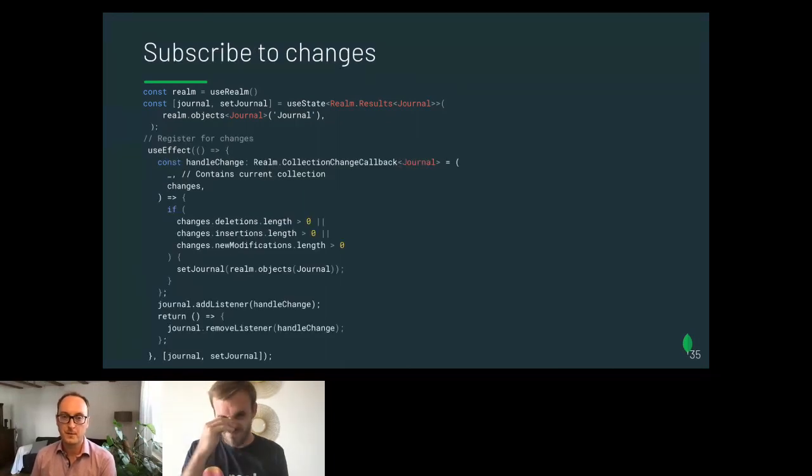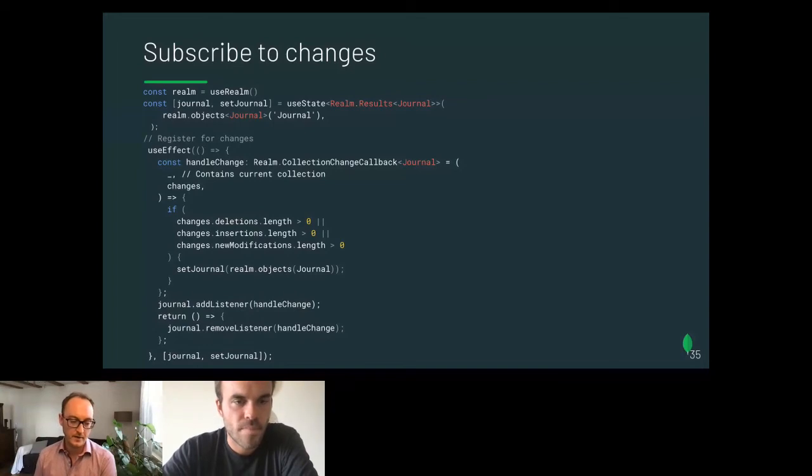Another very important thing is subscribing to changes. Basically, if you are making changes to your collection in Realm, it's not going to automatically re-render. So I recommend using useState to do that and keeping a copy of that Realm object in state and updating with setState. All you need to do is create an effect with a handle change function. This handle change function can be given to these listeners, and it will be called any time any change happens to that Realm collection.